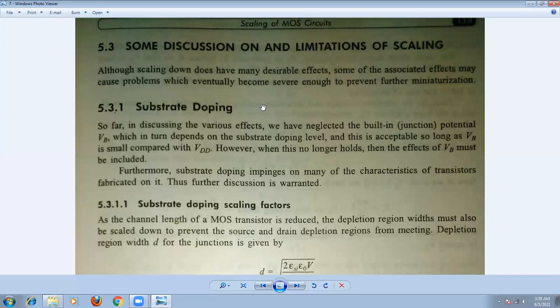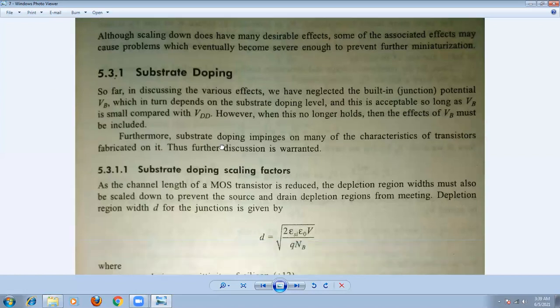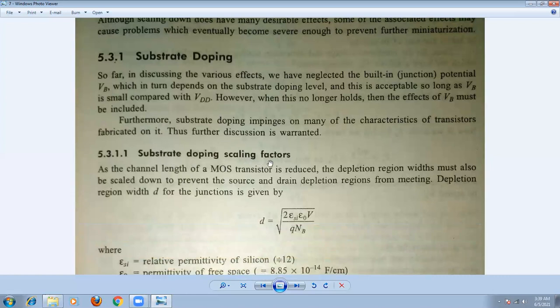Similarly, the substrate doping also plays a very important role in the fabrication of transistors. So that is also very important. Let us consider the substrate doping scaling factor.